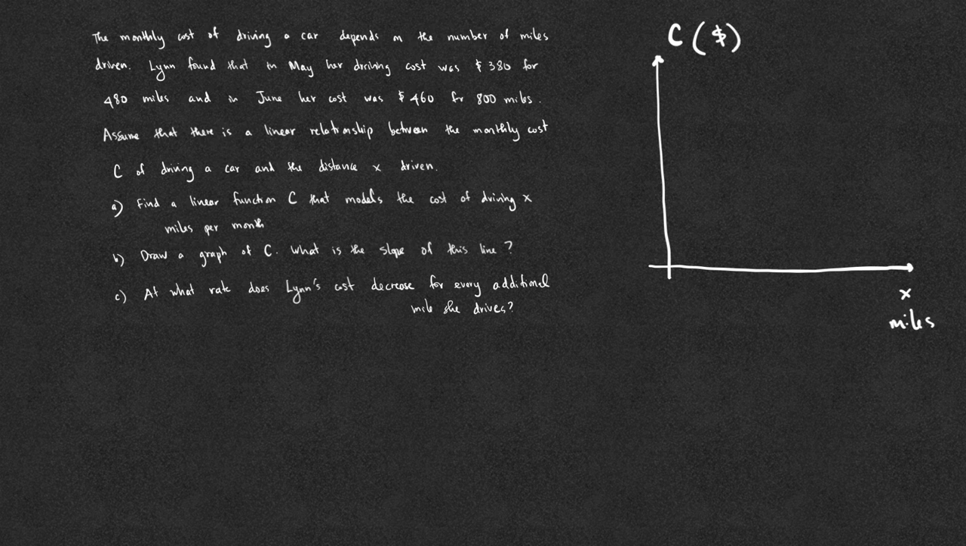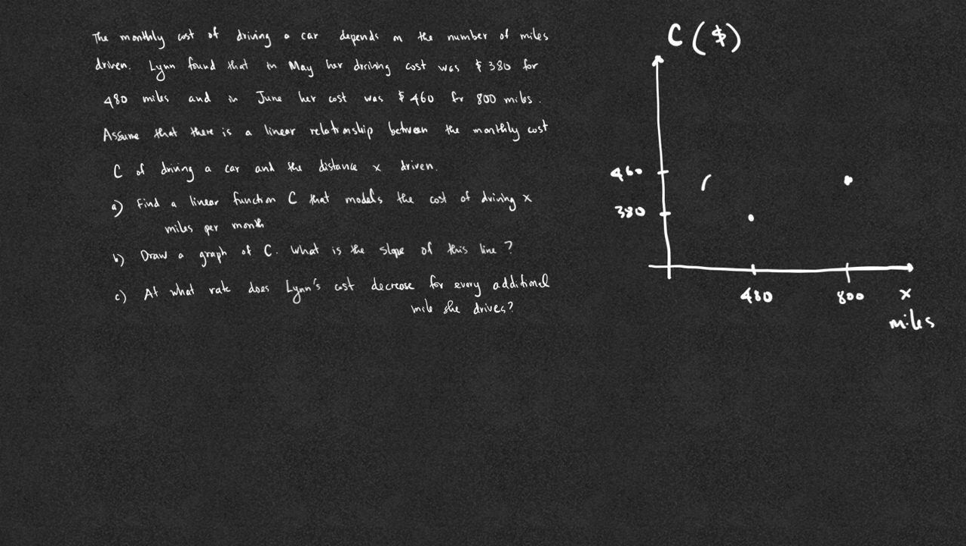In May, Lynn drove 480 miles and it cost her $380. We obtained the first point, so we plot the x and the y coordinate. In June, Lynn drove 800 miles and it cost her $460. We plot the second point. To find a linear function, we only need 2 points, and there they are.